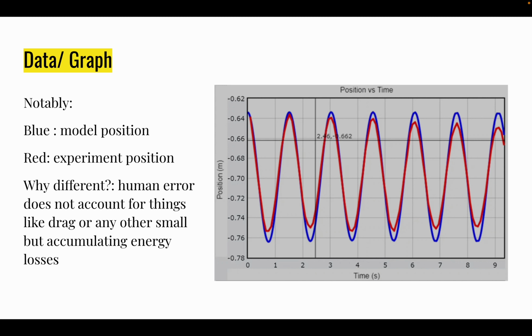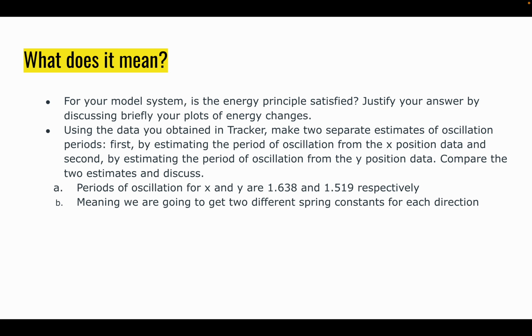For this graph, the blue line is the model position and the red is the experiment position. You might be wondering why they're different. The experiment position doesn't quite line up with the blue model position because of likely human error, like drag and other small things that cause energy loss that we might not be able to fix easily.